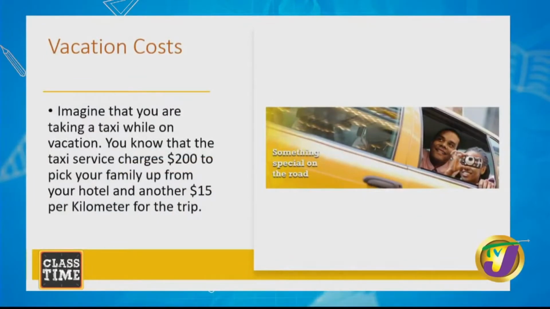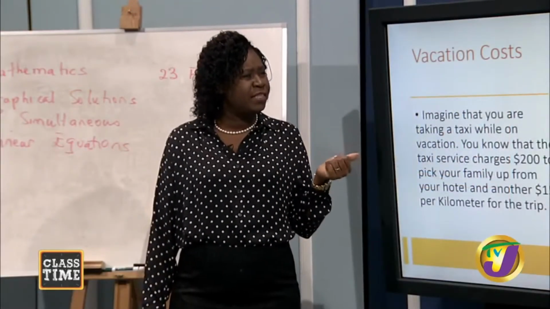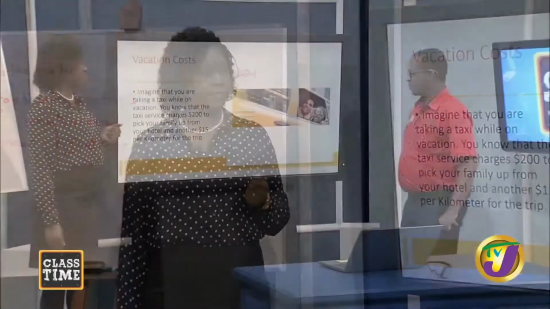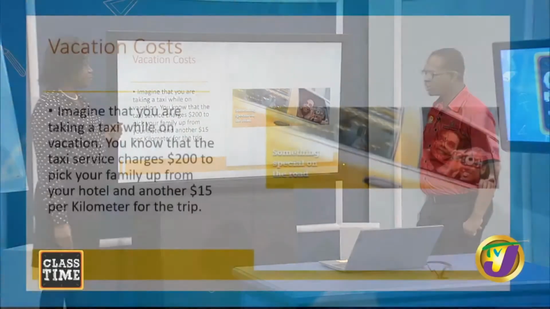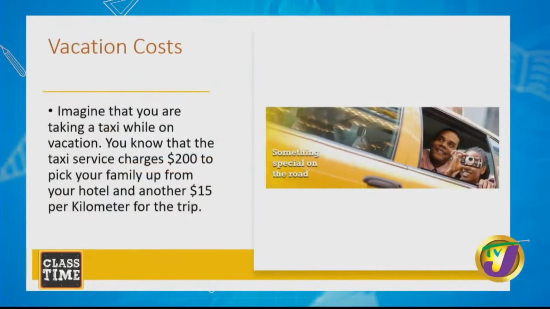I'm thinking this would look awesome on a graph. On a graph? Oh, interesting. But what are some of the things that we'll need to create that graph? I'm seeing some of the information there, and I'm seeing $200 as the fixed cost, because it doesn't matter how far the journey is. The taxi driver is going to charge us $200 at least, and he's going to charge us an additional $15 per kilometer. So we need to take that into consideration as well.